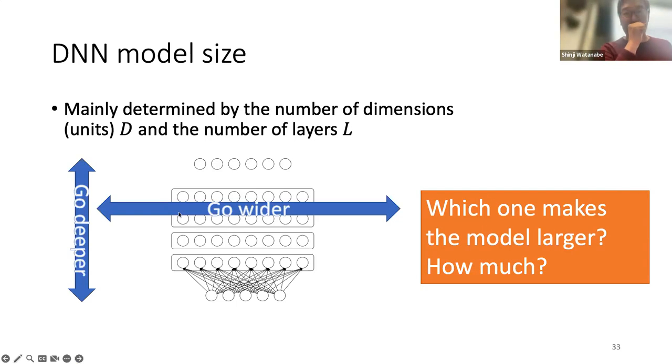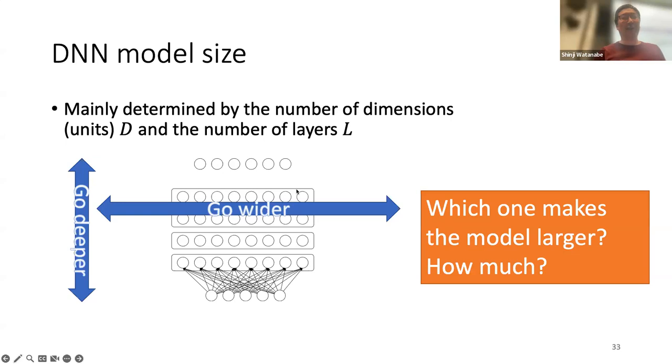I thought I would make a short quiz, but actually not. Going wider versus going deeper: which increases the parameters more? Going wider means the number of dimensions increases, right? And going deeper means the number of layers becomes larger, right?